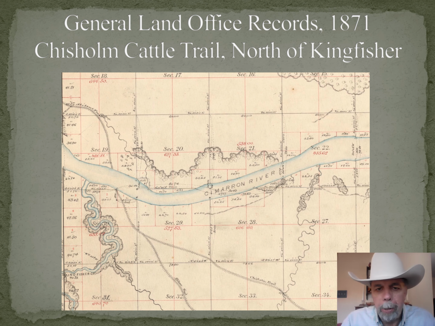Okay, we followed the trail northwest from the present site of Oklahoma City. We're now in the vicinity of the present site of Kingfisher. Here's Kingfisher Creek. We're at the Cimarron River, and this is from an 1871 General Land Office survey. And 1871 was a peak year for trail drives. There were more herds on the trail this year than any other year.